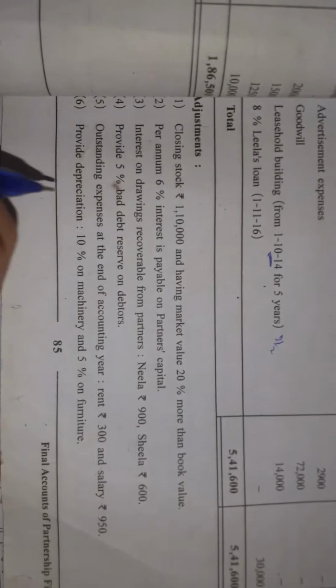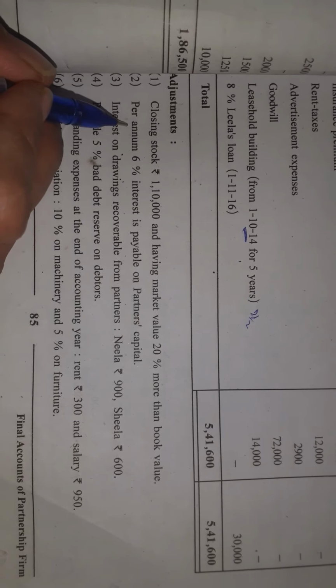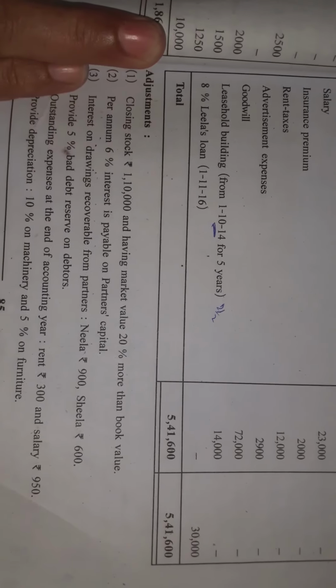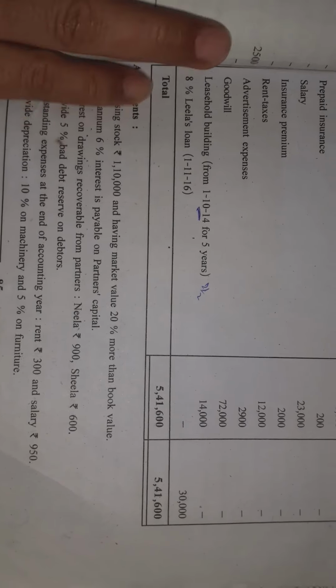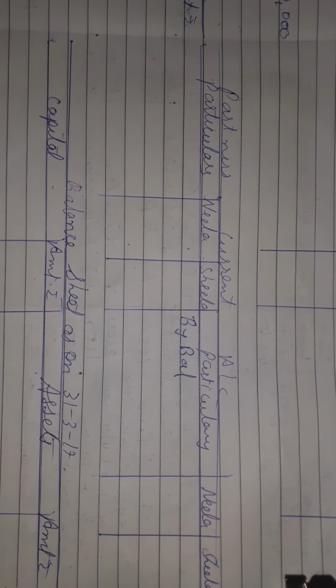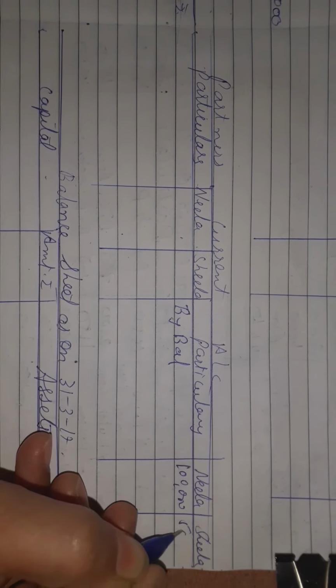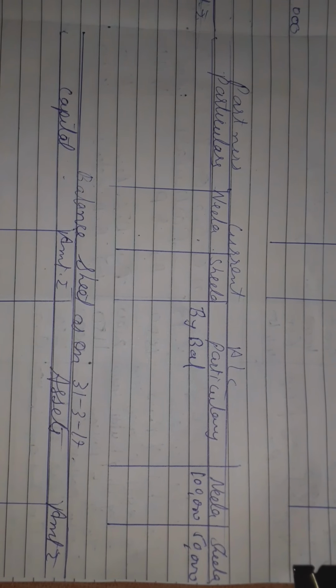The second adjustment entry here is that per annum 6% interest is payable on the partners' capital. Per annum means annual. Students, in this question only one capital is given, no current account, so you are going to draw only one account, the capital account. First you are going to write the balance of the capital and the drawing, as given in the question. The capital balance is 1 lakh, which I just showed you, and the second balance is 50,000. Now they have asked you to calculate interest at 6%.